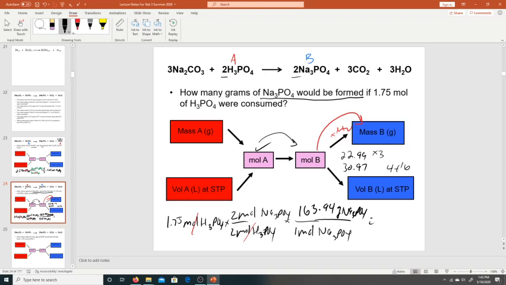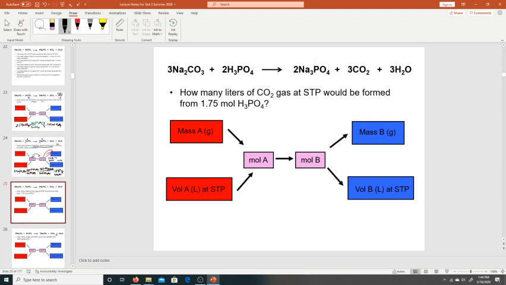Check sig figs, check units. Let's see, moles of phosphoric acid cancel, moles of sodium phosphate cancel. That gives us now grams of sodium phosphate, which matches what we're trying to find. Sig figs, we've got 3 sig figs here. That's how many sig figs our answers are going to have. 1.75 times 163.94. The 2's are going to cancel out. So we get 287 grams Na3PO4. Okay, and that's how we do that question.